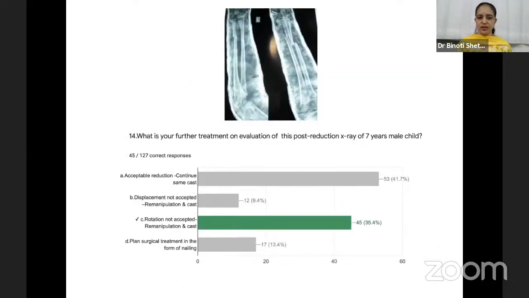What is your further treatment on evaluation of this post-reduction X-ray of a 7-year-old male child? Acceptable reduction, so continue same cast. Displacement not acceptable, so remanipulate and cast. Rotation not acceptable, so again remanipulate and cast. Or plan surgical treatment in the form of nailing. As was nicely explained last week, here if you see, the radial bicipital tuberosity and the radial styloid are not at 180 degrees to each other, so it's a rotational malalignment, and that's why C is the correct answer.